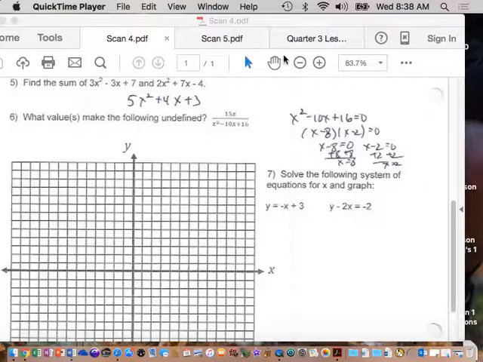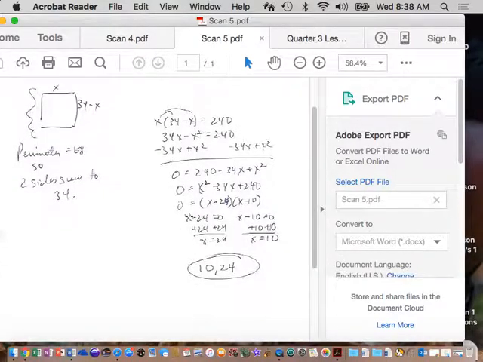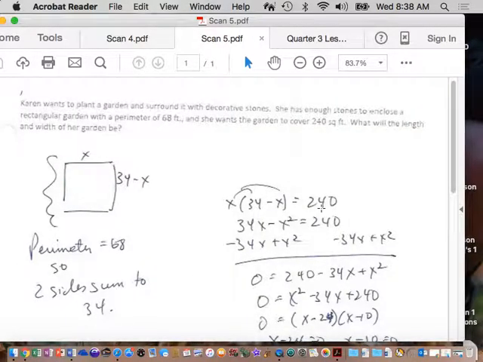Okay. Now let's go to scan 5, and this particular problem. As I read through this, this is a very confusing problem because of when they start talking about the stones around the garden. Karen wants to plant a garden with decorative stones around it. As soon as you start thinking about these decorative stones, you start thinking about the pathway problem that we did yesterday. And you want to draw a perimeter, if you will, around this rectangular garden.